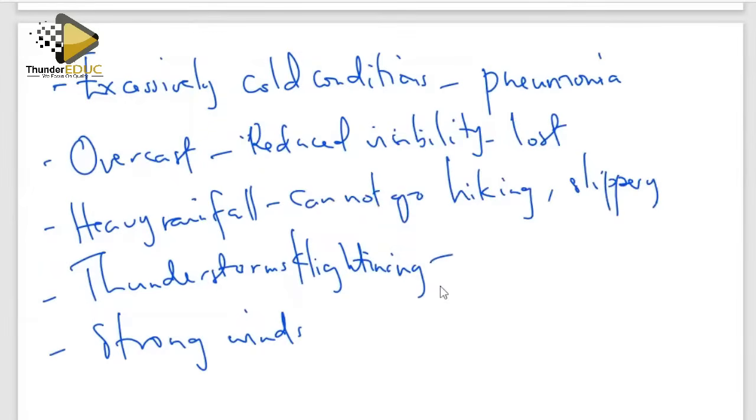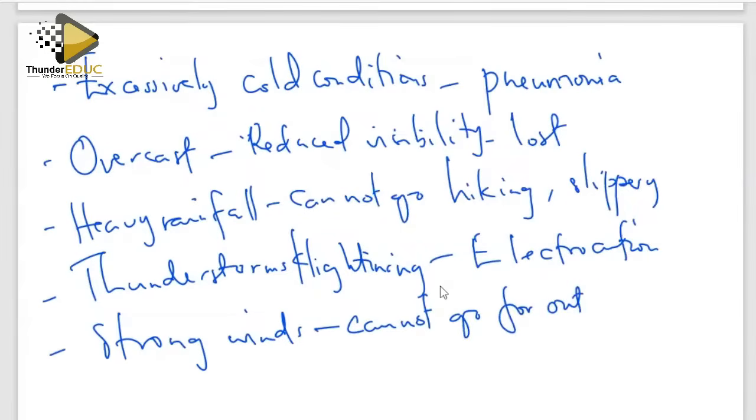Then thunderstorms and lightning. There are high chances of electrocution of the tourists, which is a negative implication. Strong winds, if there are gusty winds, that is also going to affect the tourists. They cannot go for outdoor activities because of the weather. So basically what we need to identify is the weather conditions associated with the cold front. Then we need to look at its implication on tourists. Right, I'll move on to the next question.